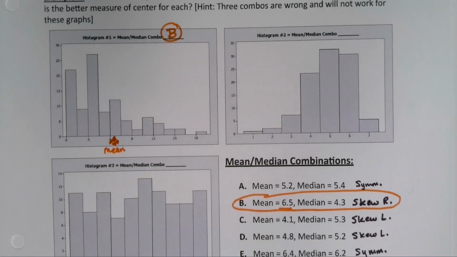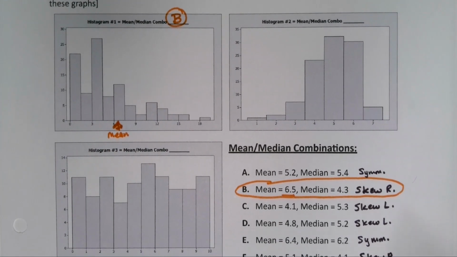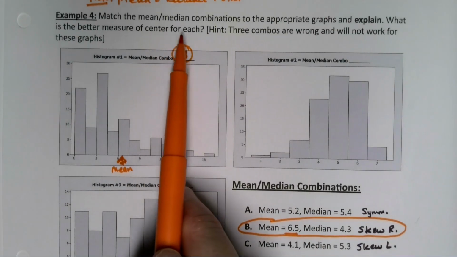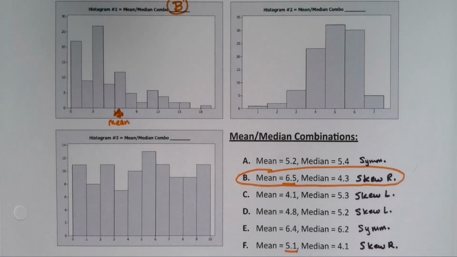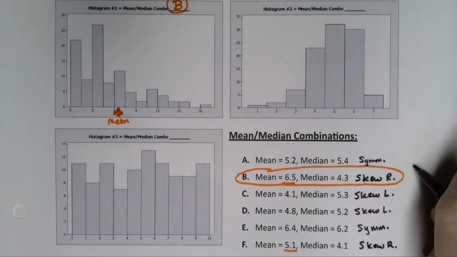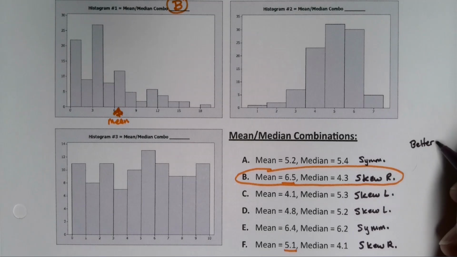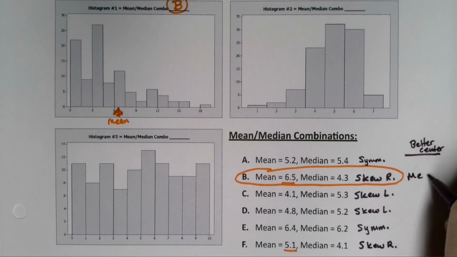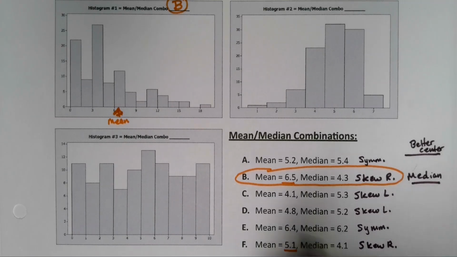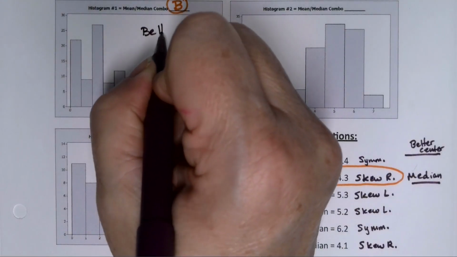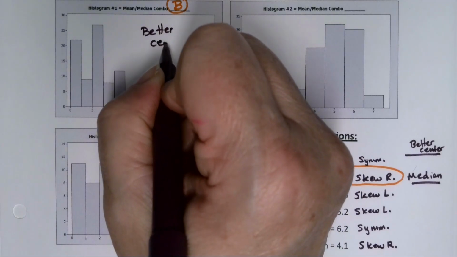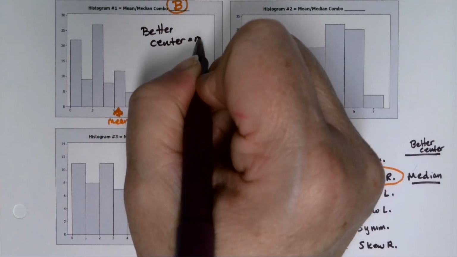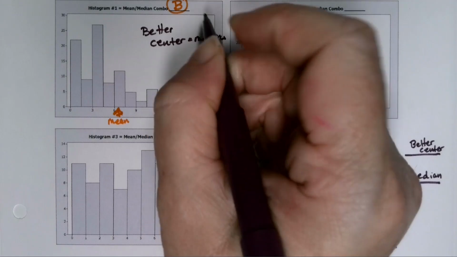Right? Now, it did ask what would be the better measure of center for each. I will say since it's skewed, the better measure of center, I'm just going to write this over here, for this one would be the median, right? Because it's skewed. Or we could put this up here. The better center is the median because this is very much skewed right.